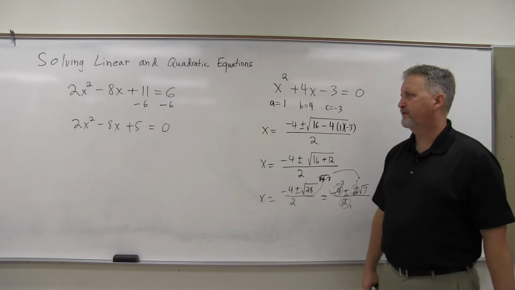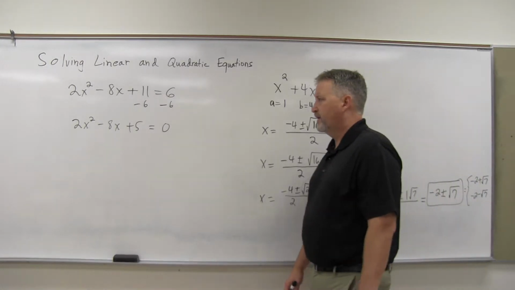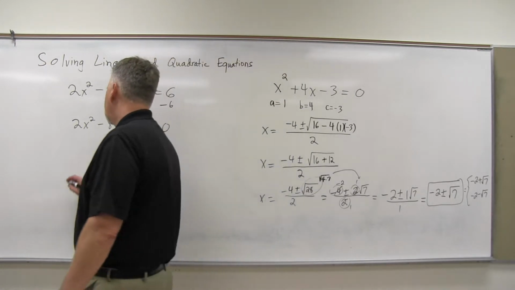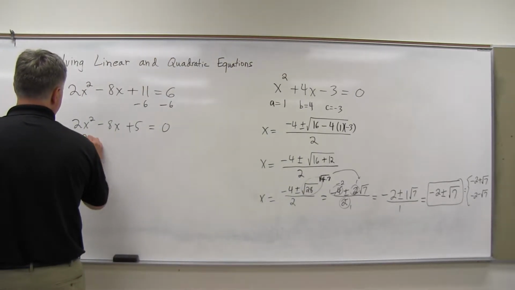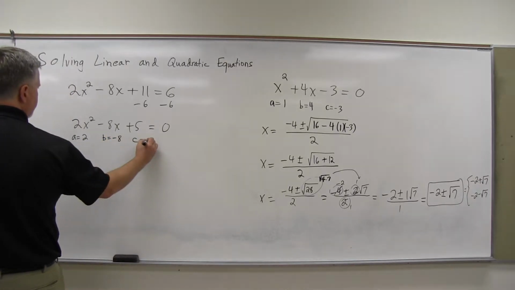We could try factoring, but I don't believe anything would work there. So, it's going to be the quadratic formula. A is 2, B is -8, C is 5 in this case.